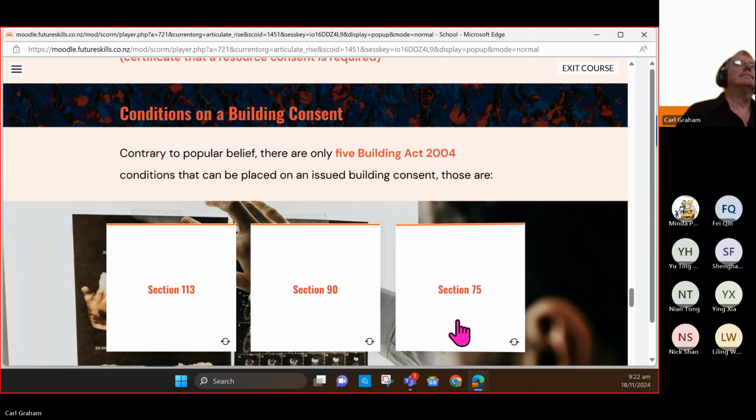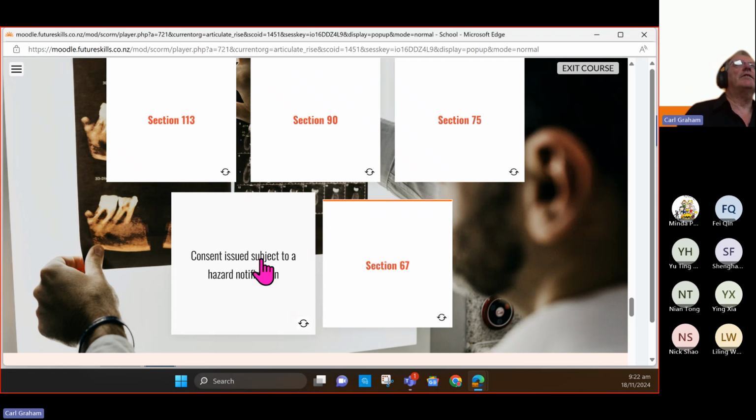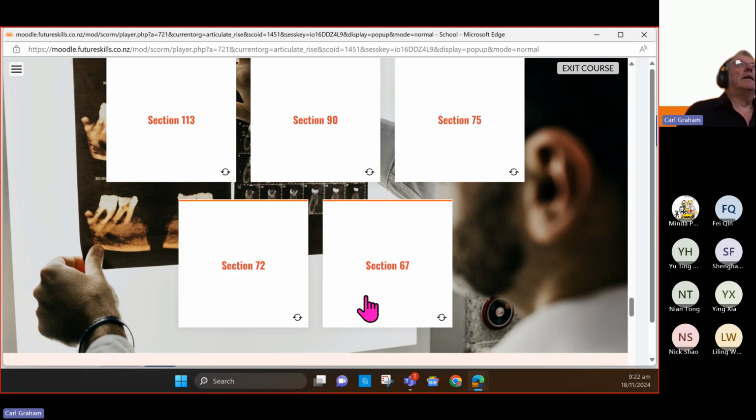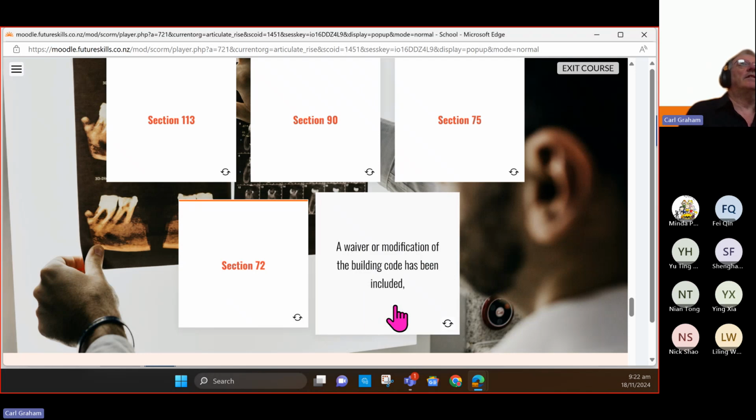All right. Section 72, subject to hazards. So is there asbestos? Is it a flood zone? Is it bad ground? That type of thing, okay? Section 67 is a waiver or modification of a building code, right? And that was really an interesting thing with me, and Auckland Council trained me wrong until I started with Future Skills.